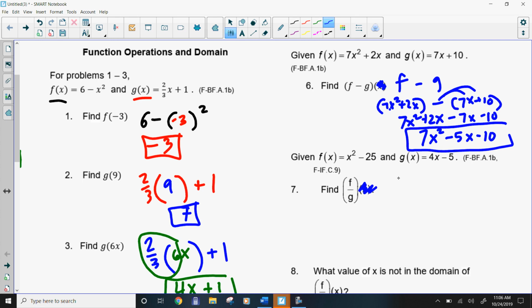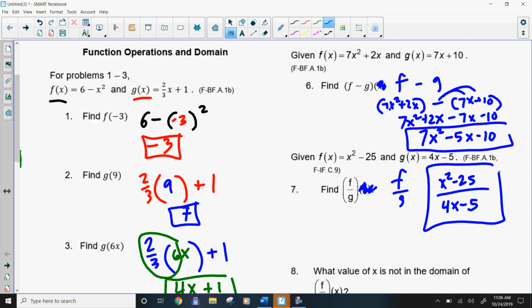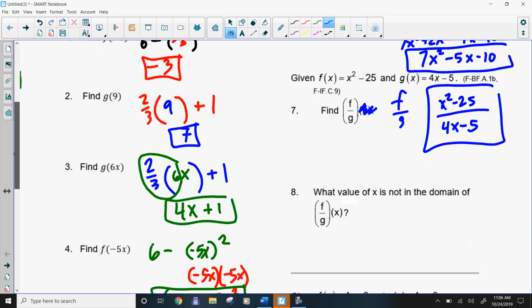The next one says find f of x over g of x, and remember this x doesn't matter. So they're saying put f on top of g. So the f problem is x squared minus 25. The g of x problem is 4x minus 5. That's our answer. We can't divide these things. We don't learn how to do that until later.